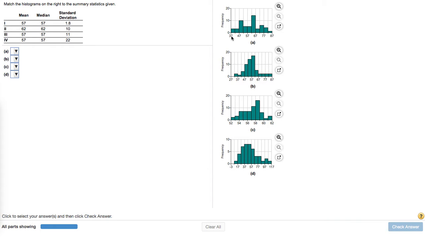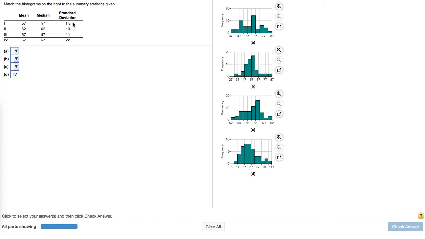Like this one goes from 37 to 87. This one's a little further, 27 to 87. This is narrower, but if you look at this last one, the data goes from, maybe not quite -3, but really close to there, up to 117. That is the largest spread of information, so it's got to be that this corresponds to option 4. So graph D, I'm going to select the 4th option.